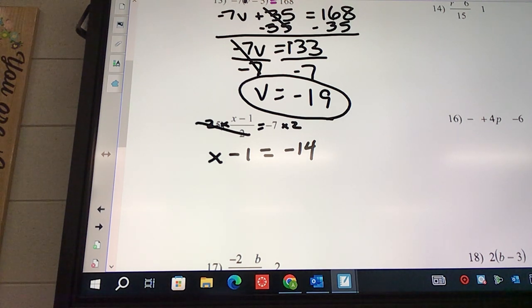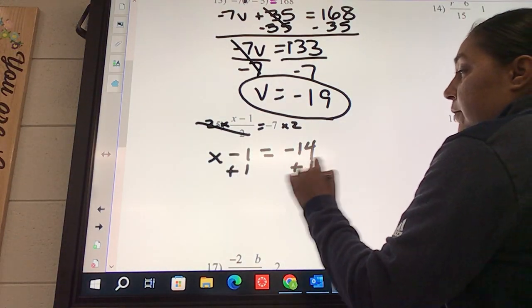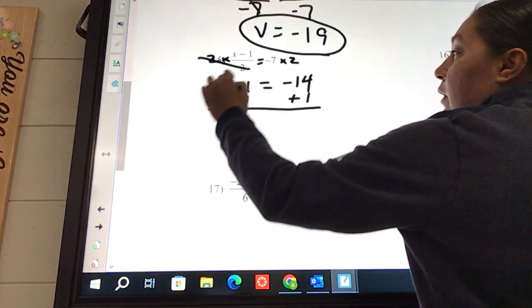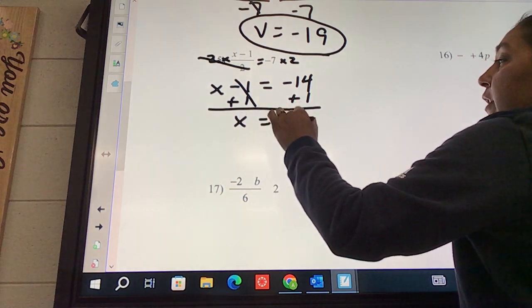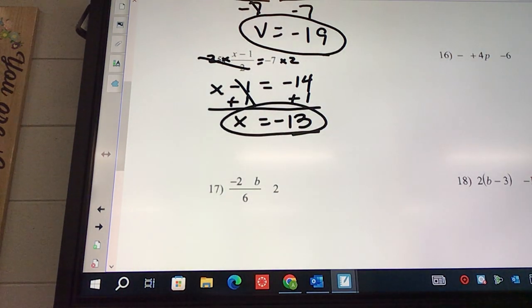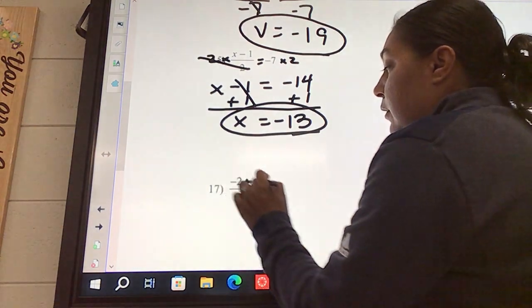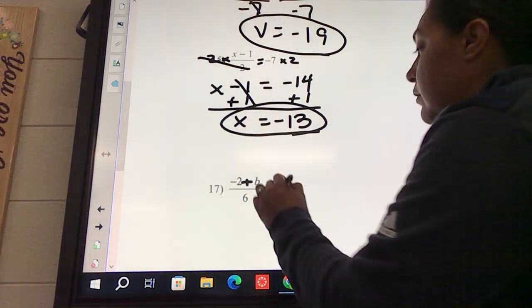Then what needs moved? The 1. So we're gonna say add 1, add 1. Okay, x is gonna equal negative 13. Negative 2 plus b equals 2.